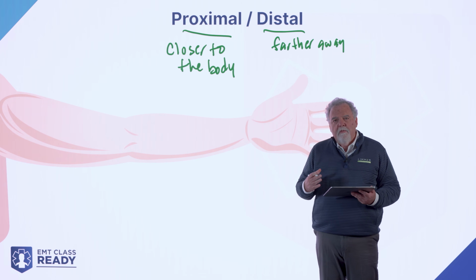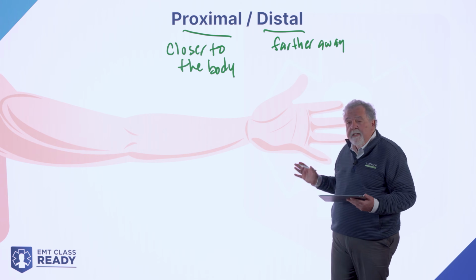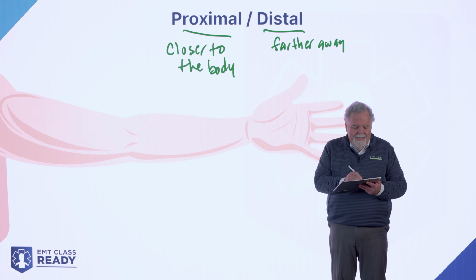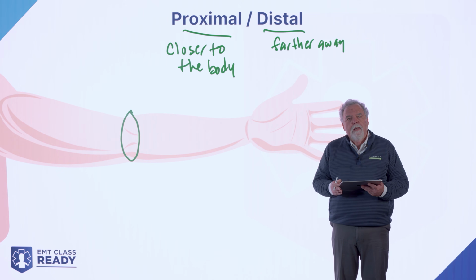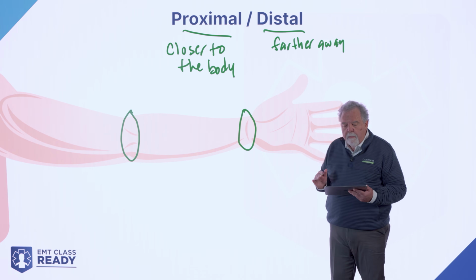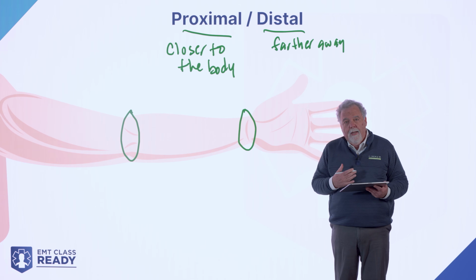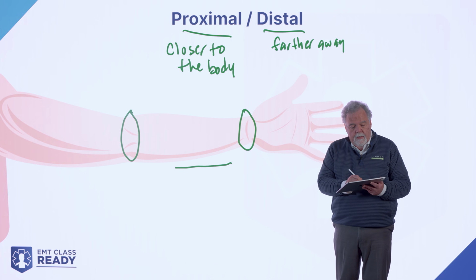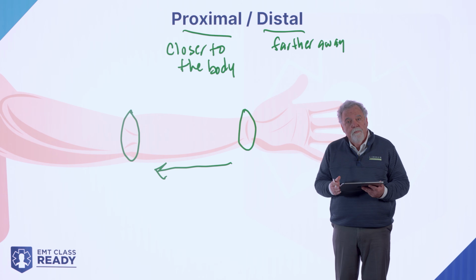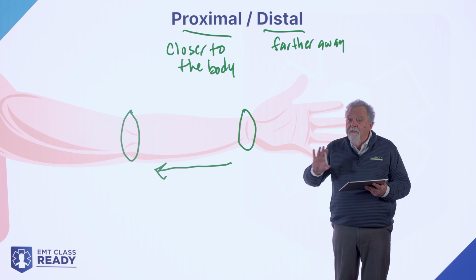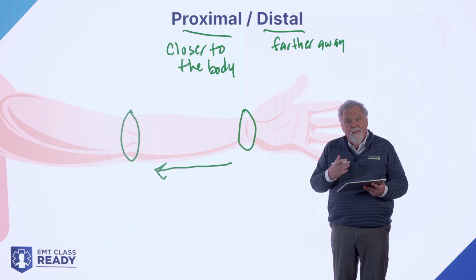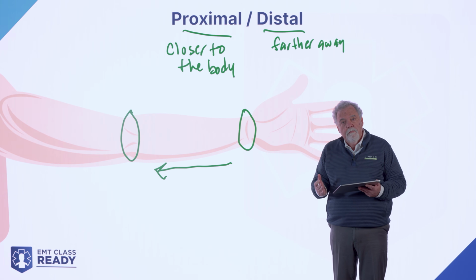So let's look at some of our joints in the arm that we see on this diagram and explain why this is important. So let's take the elbow right here. And then let's look at the wrist right here. Now, the elbow is closer to the body than the wrist. That means the elbow is proximal to the wrist. Now, the wrist is farther away from the body than the elbow. So the wrist is distal to the elbow, right?